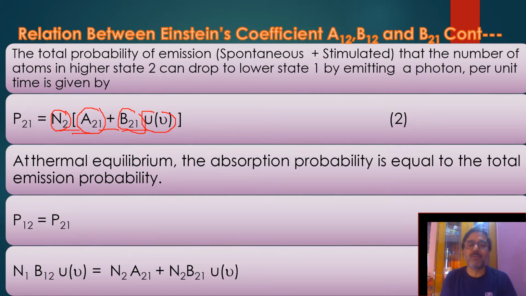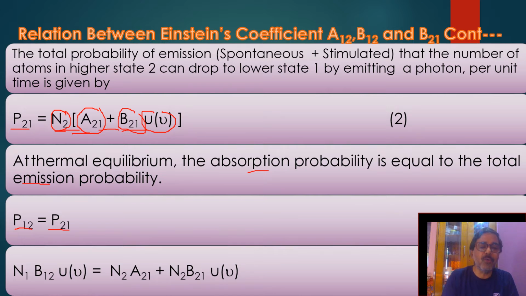Naturally, at thermal equilibrium, the absorption probability will be equal to the emission probability. In equation 1 we calculated P12, and here we have calculated P21. So at thermal equilibrium P12 is equal to P21, and therefore we equate equation 1 and equation 2. By equating them, we get N1 B12 U nu equals N2 A21 plus N2 B21 U nu. So this is at thermal equilibrium.